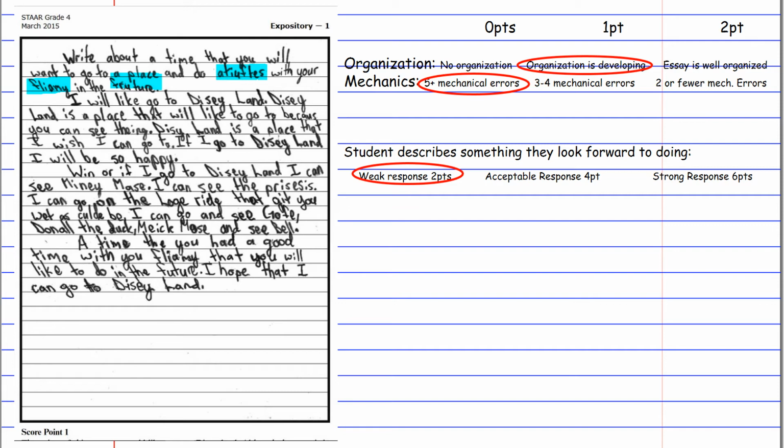If instead you choose to grade the paper holistically, you may see that organization is developing and that there are still many mechanical errors. Also, the essay as a whole does not strongly support the prompt. Therefore, on a scale of 2 to 6, he or she would receive a 2.